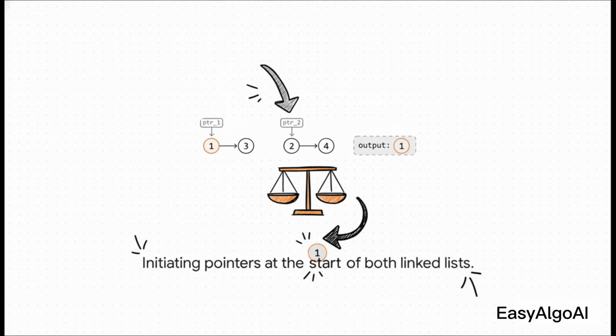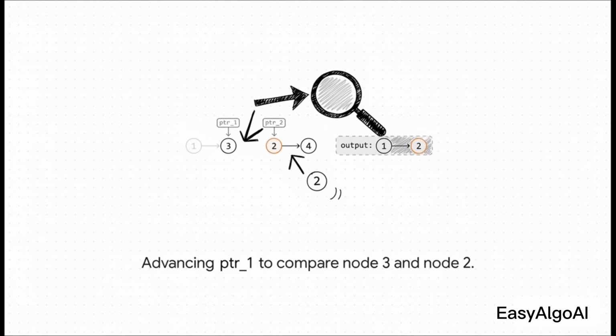And this perfectly illustrates it in action. We start with pointer 1 sitting on node 1 and pointer 2 sitting on node 2. We compare them. Easy enough. 1 is definitely smaller than 2, so we immediately move node 1 directly to our output list. Because we pulled that node from the first list, we advance pointer 1 forward. Now pointer 1 is looking at node 3, while pointer 2 is still hanging out at node 2. We compare again. This time, 2 is the smaller value. So we pluck node 2 out and append it straight onto our growing output list.